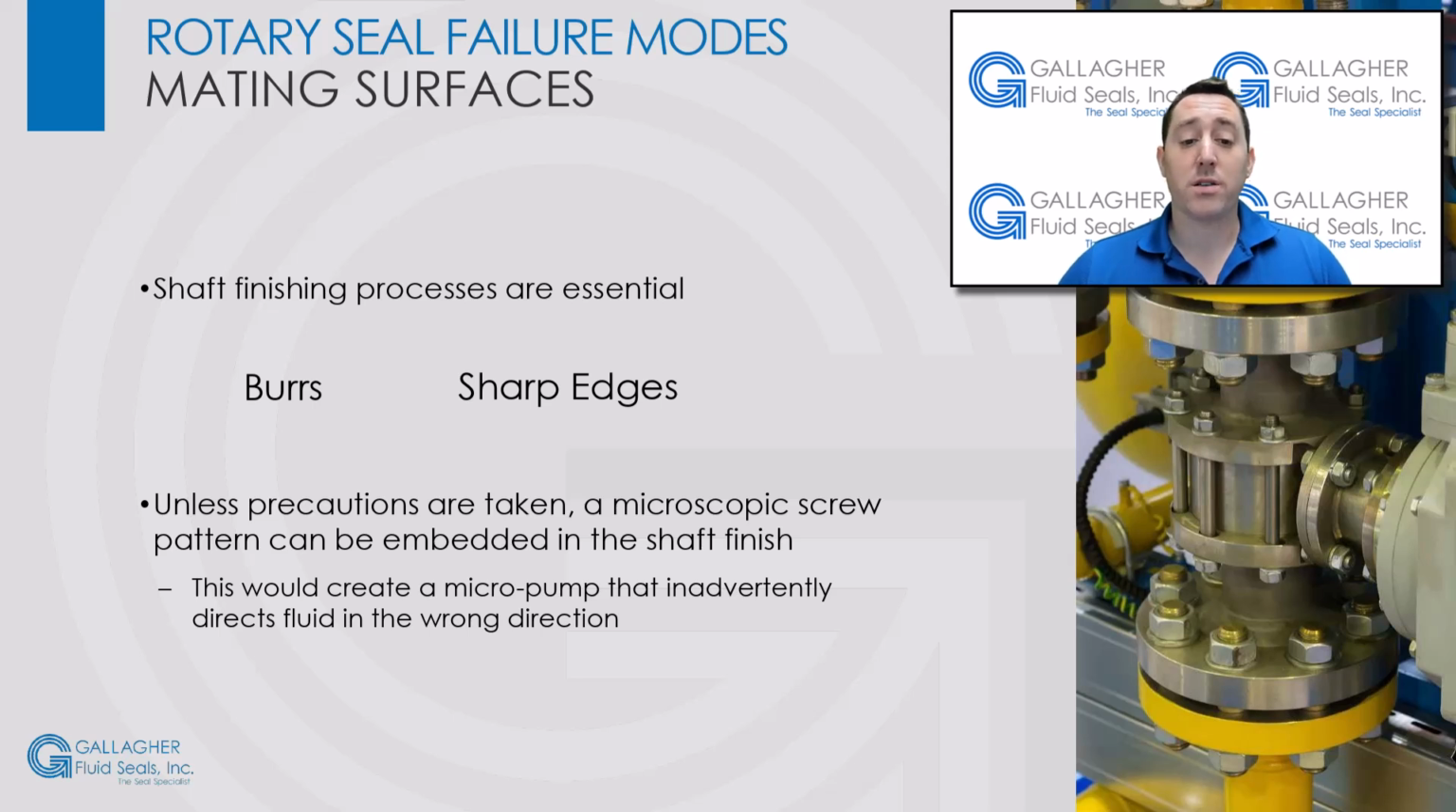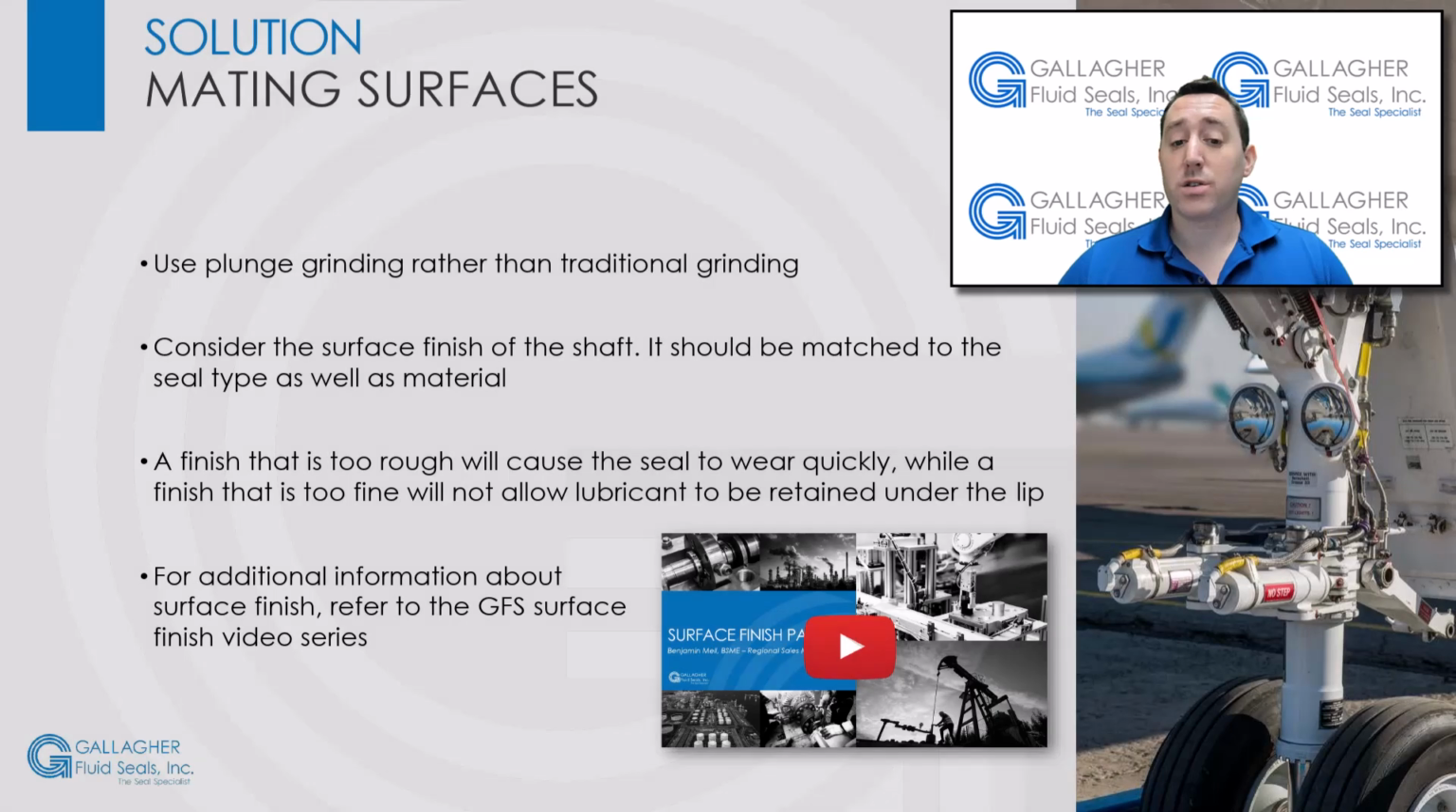Shaft finishing processes are essential. When installing your seals, there should be no sharp edges or particularly rough edges, also known as burrs. Either of these could damage the seal upon installation. Second, unless precautions are taken, a microscopic screw pattern can be embedded into the shaft finish, creating a micro pump that inadvertently directs fluid. The solution is to use plunge grinding rather than traditional grinding and ensure that there is no angle to the machining marks.